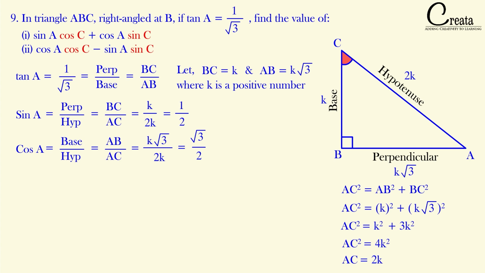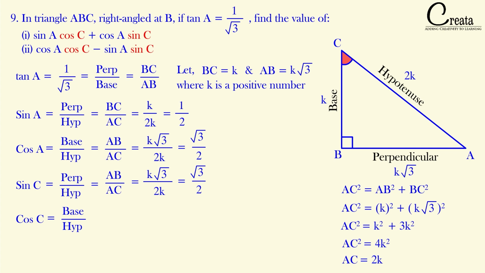Let's find the trigonometric ratios. Firstly, sine C. Sine is perpendicular over hypotenuse, that is AB upon AC, which is K root 3 upon 2K. K and K will cancel out. We got sine C as root 3 upon 2. Now let's find cos C, which is base upon hypotenuse. The base is BC and the hypotenuse is AC. Let's put the values, K upon 2K. We got cos C as 1 by 2.